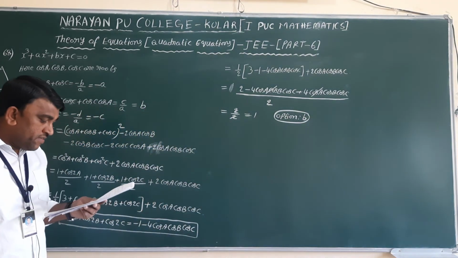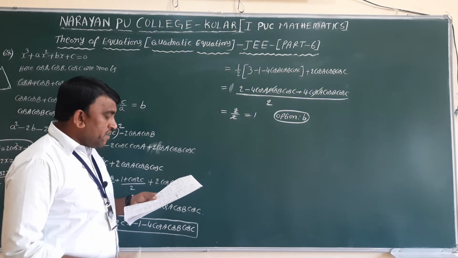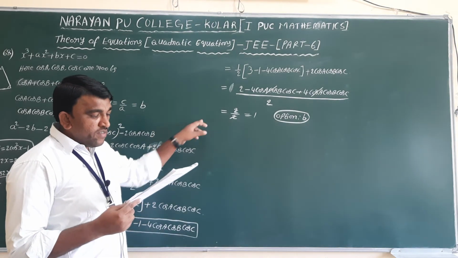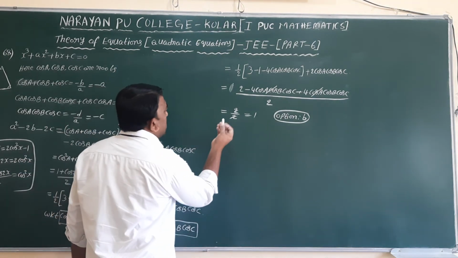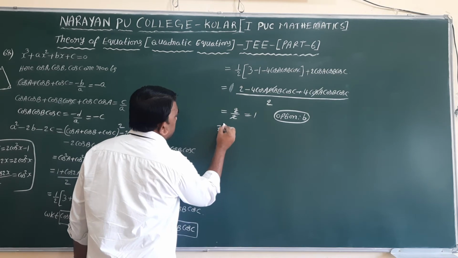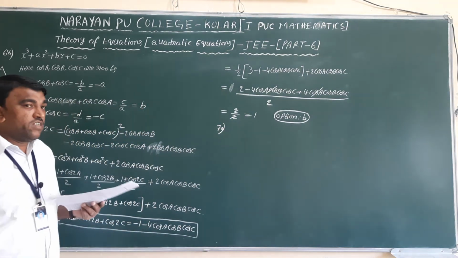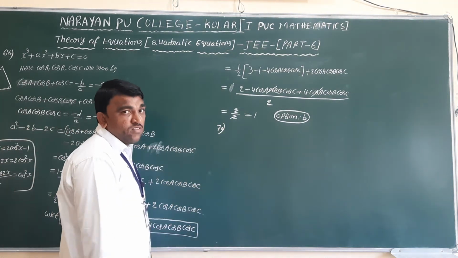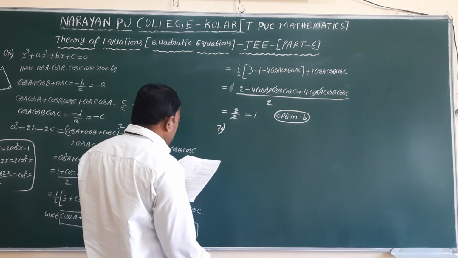And next question. Here 69 is an easy question, you can try it. Next, 70th question. 69 is a direct question, and you can verify only the discriminant, roots or imaginary roots. 70th question.